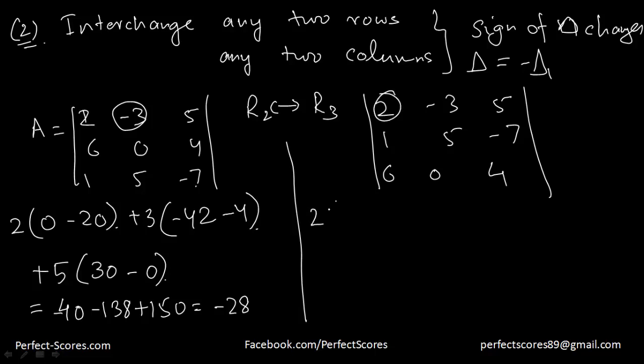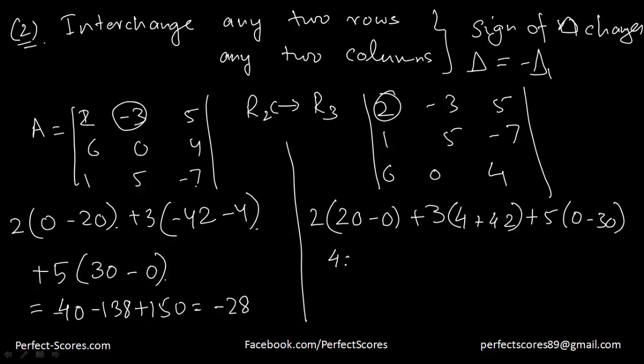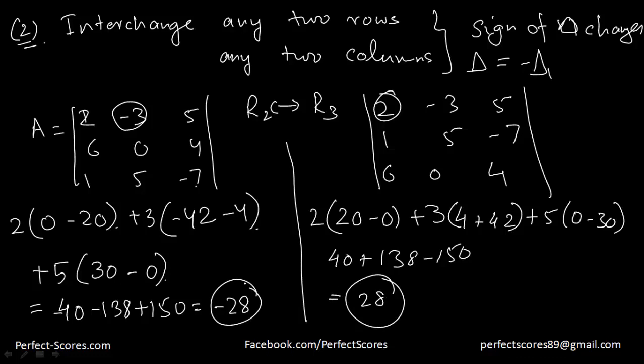And if we solve this determinant here, this is what we're going to have. We're going to have 2 into 20 minus 0. Then we're going to have a positive 3 into 4 plus 42. Then the next one is going to be 5 into 0 minus 30. So if we solve this up, this is going to be 40 plus 138 minus 150, which is actually going to be equal to 28. So we can clearly verify our property, which says that when we interchange any two rows or any two columns, the sign of the determinant changes.